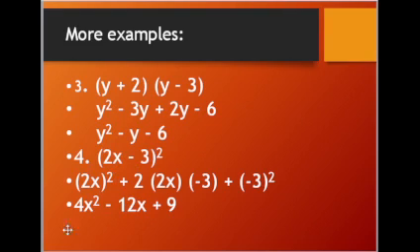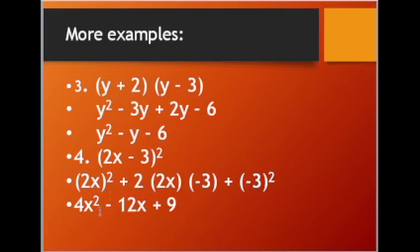And the next step is twice the product of the first and the last terms. The first term again is 2x, and the last term is negative 3, and twice means 2. So we have 2 times 2x times negative 3. And the last step is square the last term. Our last term is negative 3, so we have negative 3 squared. And we need to simplify.